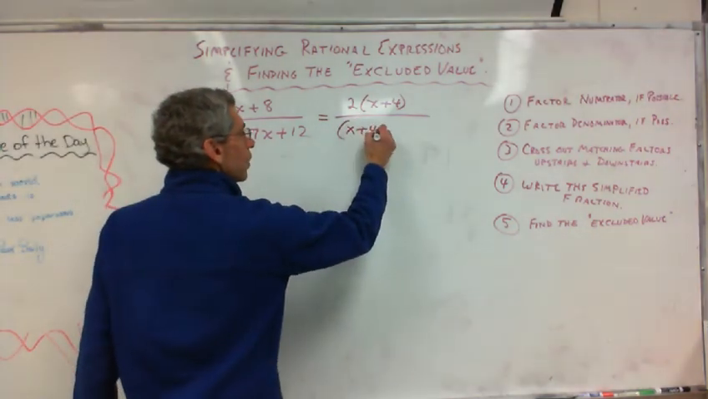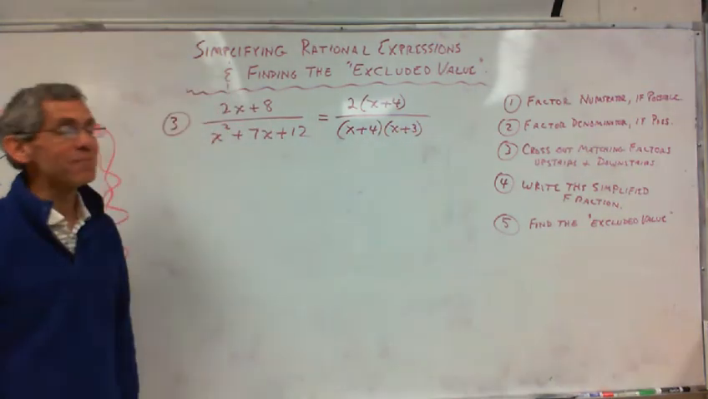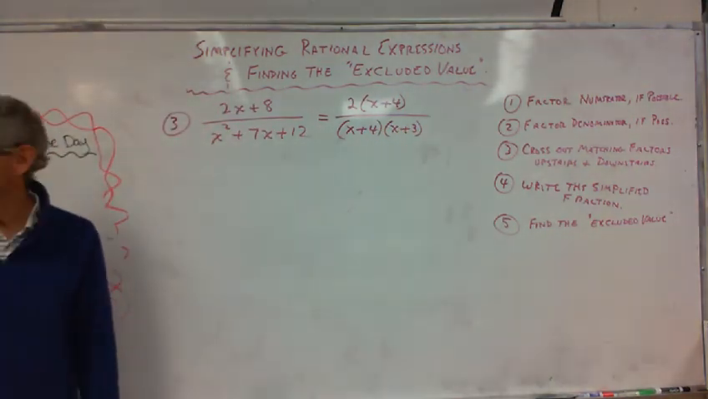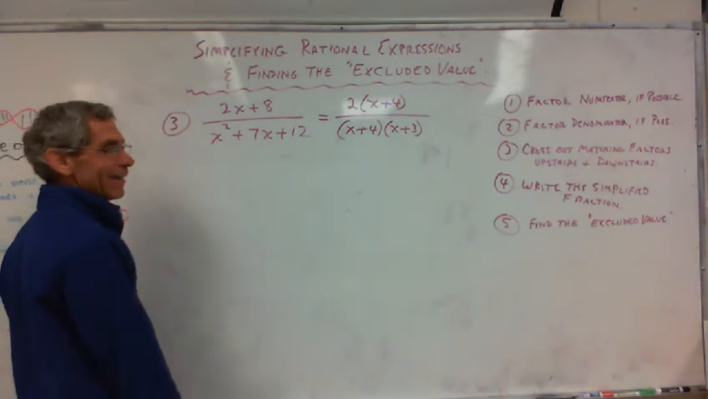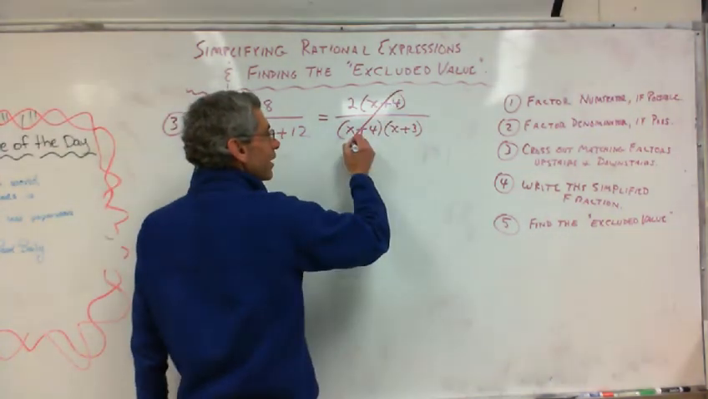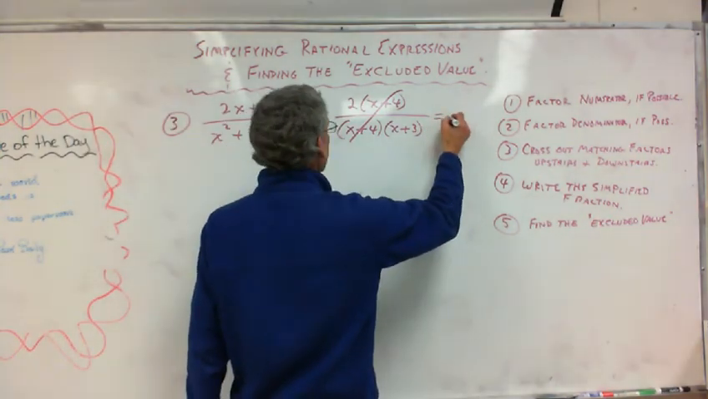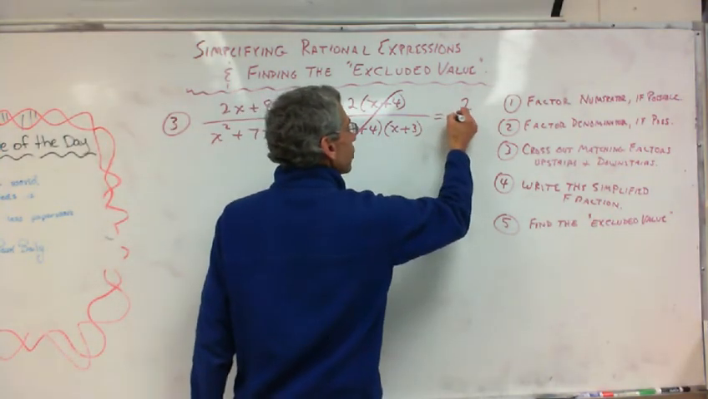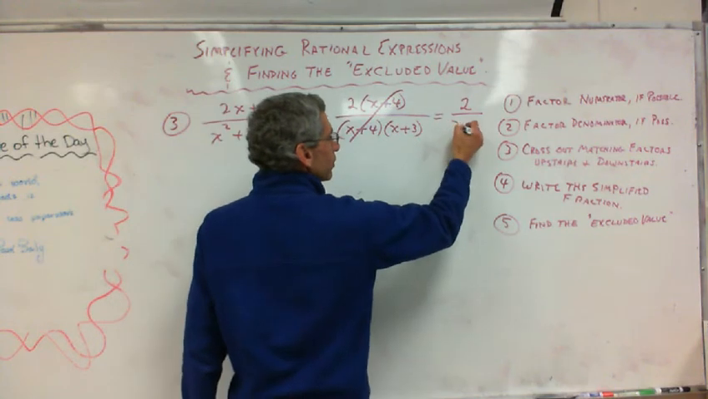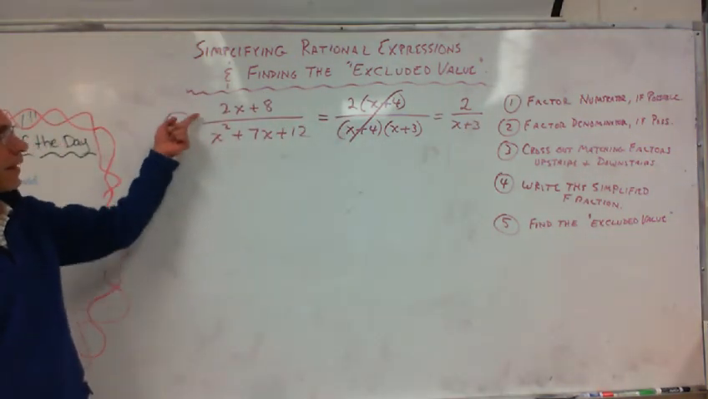Then you can cross out x plus 4. What is x plus 3? We have matching blobs, you guys. Matching blobs must be crossed out, and that is such a fun thing to do, by the way. And then we have 2 over x plus 3. That's so much easier than this mess, right?